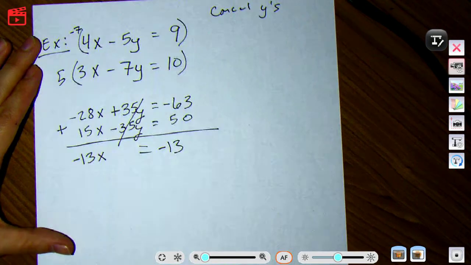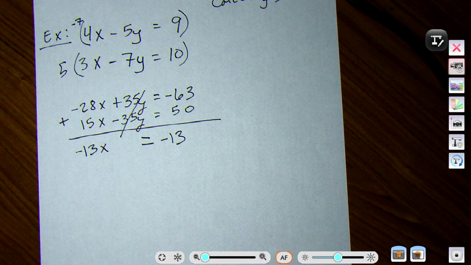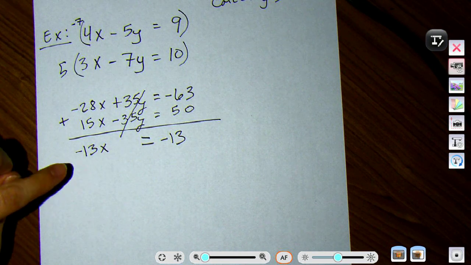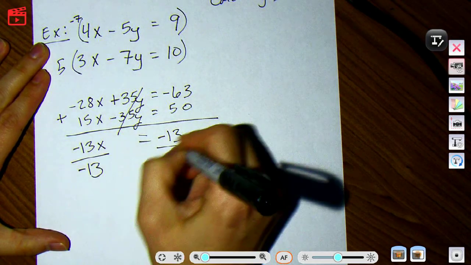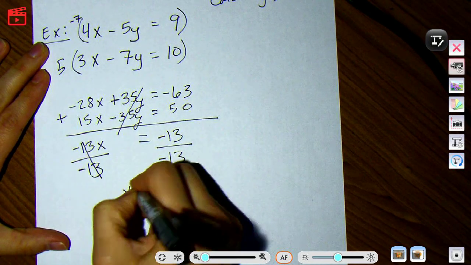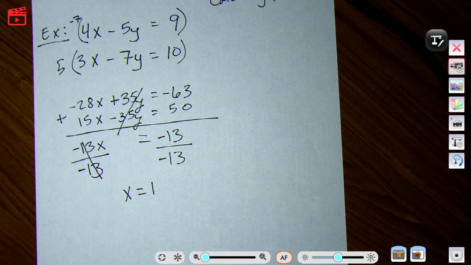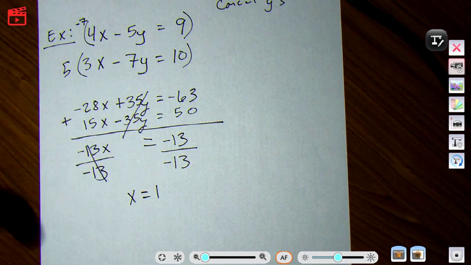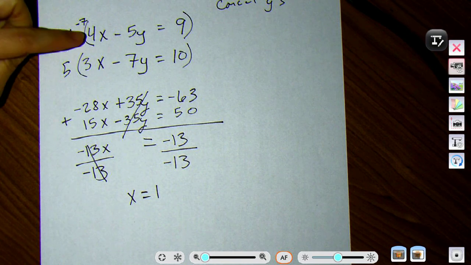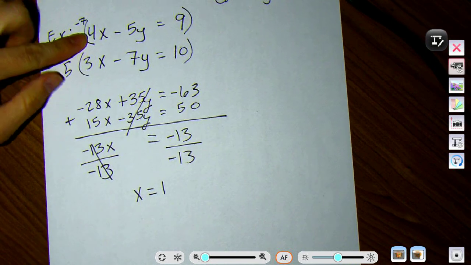So now I just have an equation with x. To get x all by itself, I'm going to divide both sides by negative 13. So x is equal to positive 1. We know that our solution is both an x and a y value, so I need to find the y value now. I do have pretty much 4 different equations that I could choose from. You can pick any one of the 4 equations to plug back into and you'll get the same exact value. So I'm going to take maybe the first equation and plug the x value back in and try to get the y value.